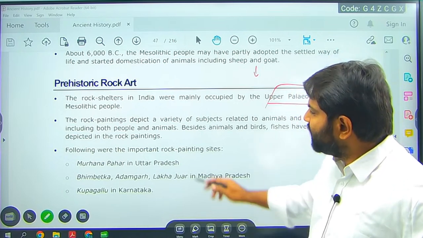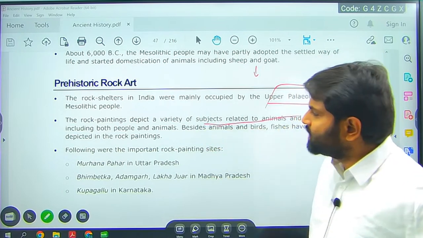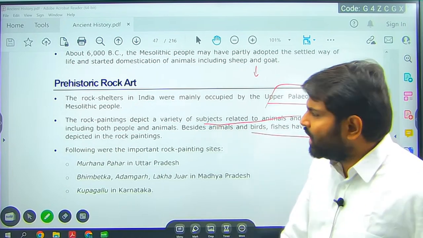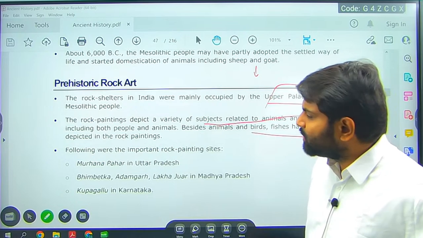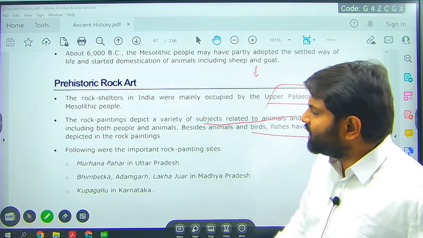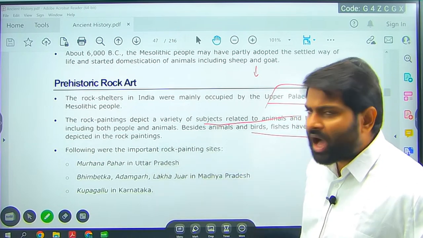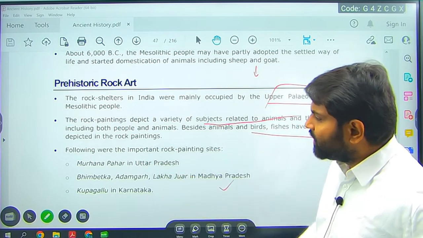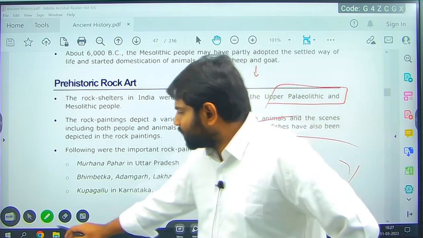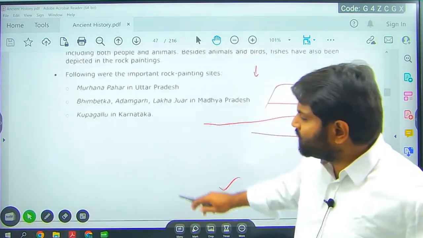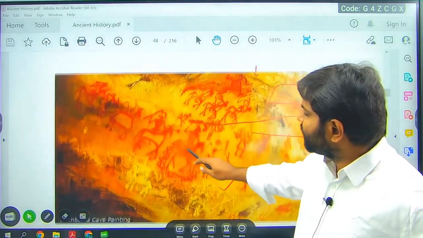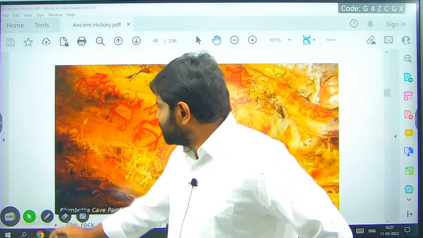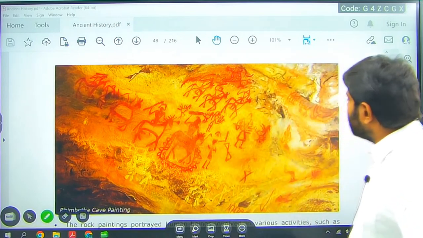These rock paintings depict a variety of subjects related to animals and scenes, indicating both people and animals. Besides animals, birds, fishes and other biodiversity is also reflected in these rock paintings. The rock painting sites are Murhana Pahar in Uttar Pradesh, Bhimbetka, Adamgarh and Lakhajoar in Madhya Pradesh, and Kupgal in Karnataka. So these are the major sites. You should be able to quote at least Bhimbetka, because most of the time the questions come from Bhimbetka paintings.